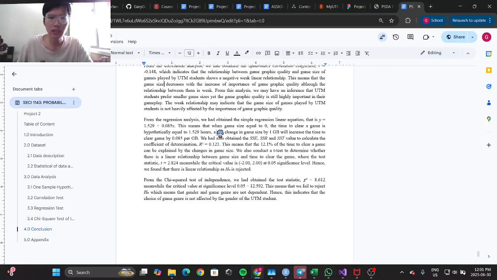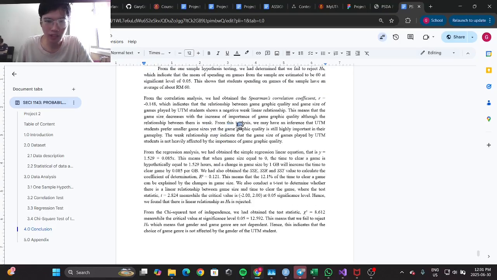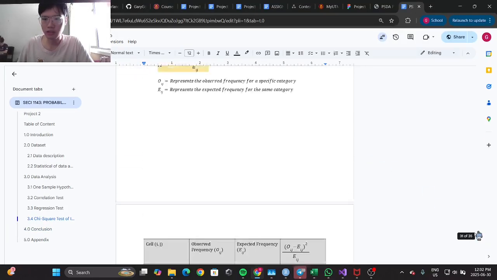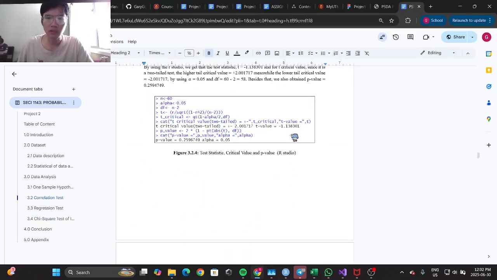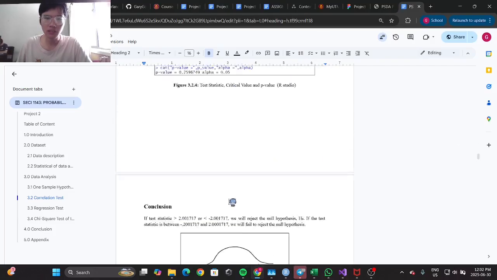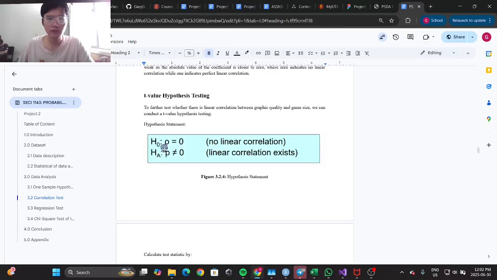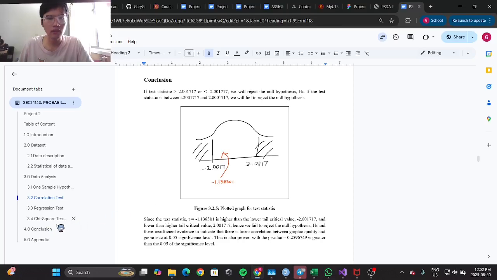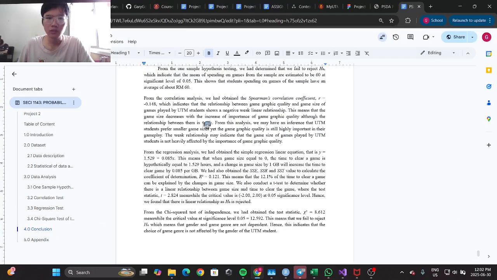Then for regression analysis, before that, for correlation analysis, we also found that there is no correlation between graphic quality and game size. The t value we got is about negative 1.138301, which does not lie in the rejection region. Since it is not in the rejection region, we fail to reject H0, and it shows that there is no linear correlation between graphic quality and game size. So that's all for correlation.